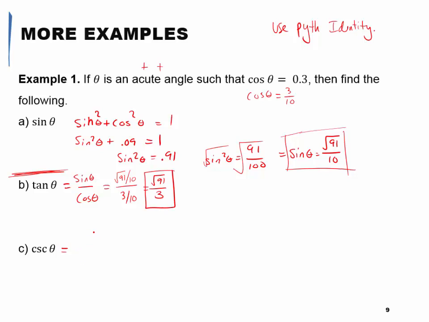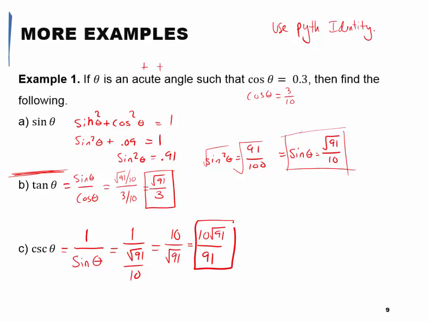Secant. Ooh, cosecant, I mean. Luna, did you figure this one out? No? It's 1 over sine of theta. What was sine of theta? Square root 91 over 10. I guess we need to flip it: 10 over the square root of 91. What next? Rationalize that denominator, right? We get 10 square root 91 over 91. You got it? Good.